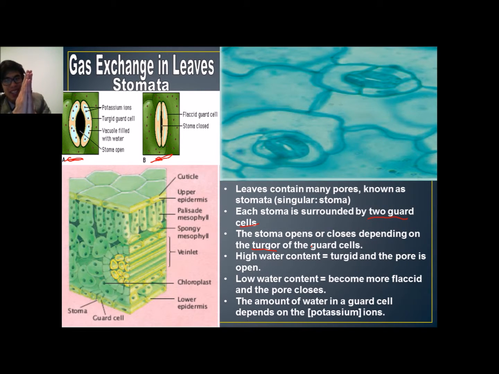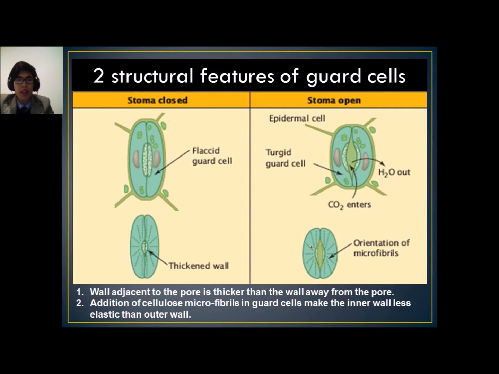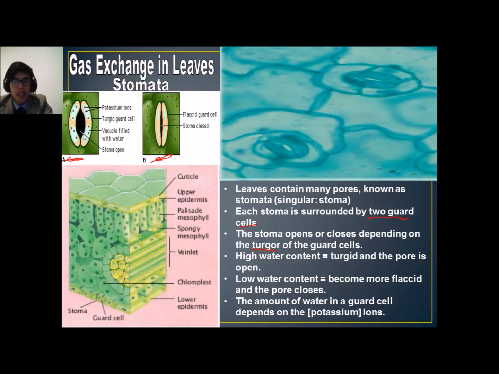The amount of water in the guard cell depends on the potassium ions inside the guard cells. Let's go back here to explain it in terms of potassium ions. Just like with diffusion, water goes from a concentration of high to low. By putting potassium ions into the guard cell, it forces water to go in, because outside there's heaps of water, but inside the guard cells it becomes more salty because of the potassium ions that have been actively transported in. So water starts to fill up.